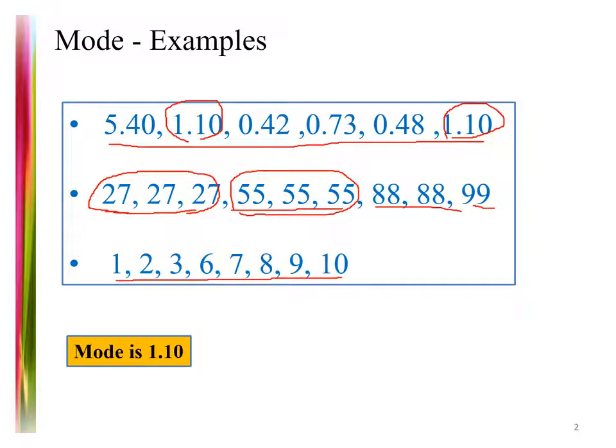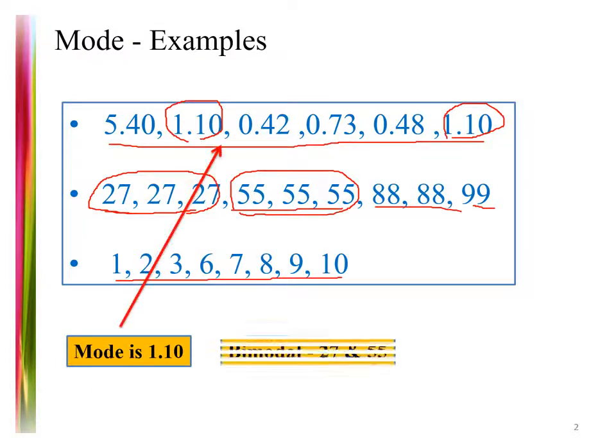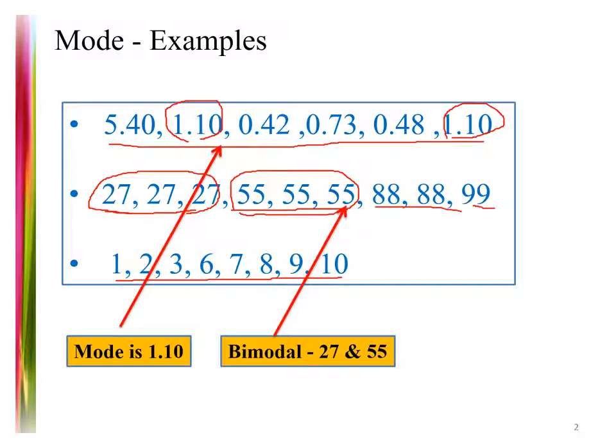So the first one has mode 1.10, the second one is bimodal with two mode values, 27 and 55, and the last one has no mode. So usually a data set may contain one mode value, two or more mode values, or sometimes no mode is also possible.